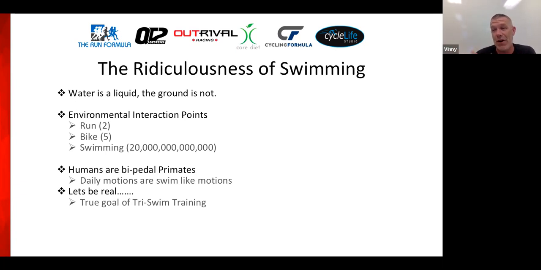They're built for more of an aquatic type of environment. Really short legs, long torso, like Michael Phelps, and it doesn't necessarily always lend well to that run and bike. And so the way we're built isn't obviously for the water.